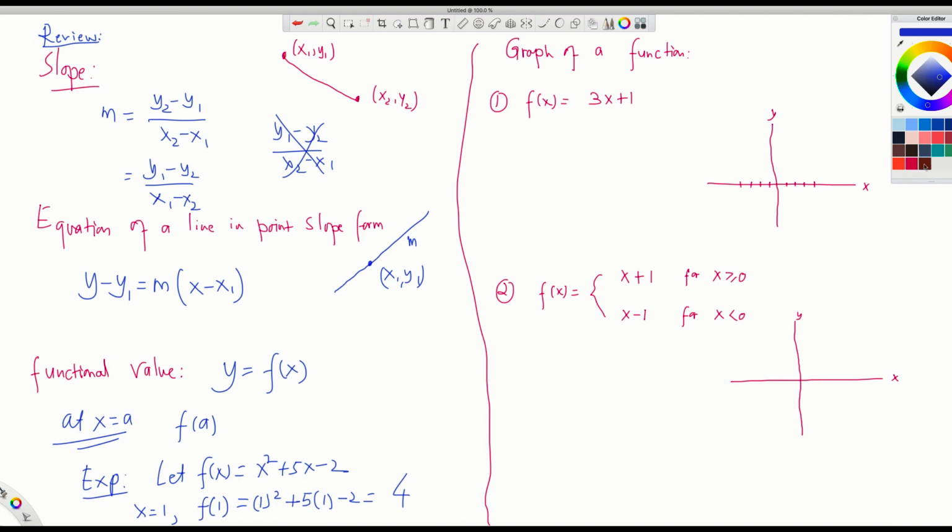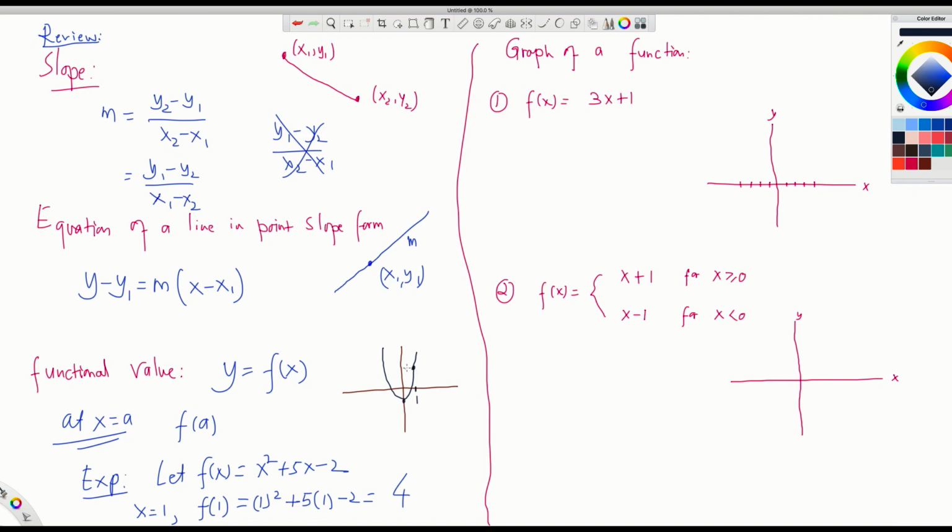What does that mean? In terms of the graph, the functional value is the height of the function, okay? The height of the function at a particular point. For example, if you draw the graph of this function, it will look like this. There is negative 2 there, okay? And you want to know the height of the function at x equals 1. At x equals 1, the height of the function is that one, right? You see that?